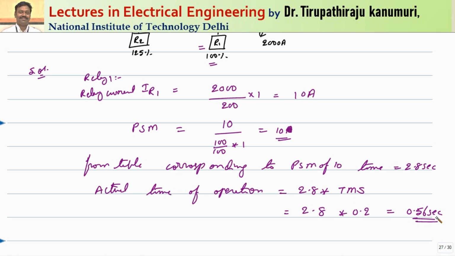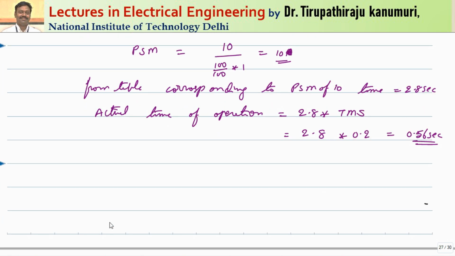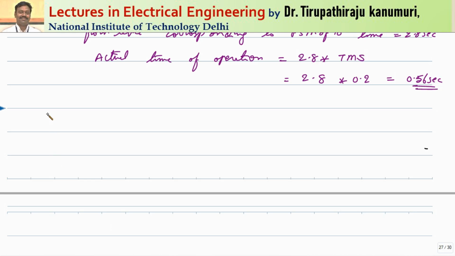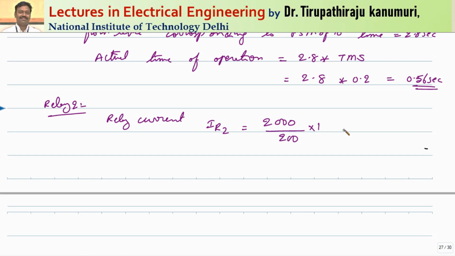So the first part is over. Now let us go to relay number 2. I have to calculate the relay current for relay number 2, that is, how much current will pass under the fault. I represent this by IR2. This will be equal to the 2000 A fault current divided by the CT ratio, 200 divided by 1. So this will be equal to 10 amperes.